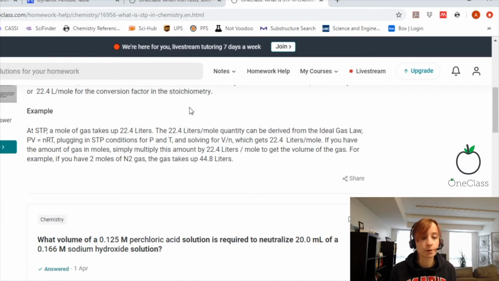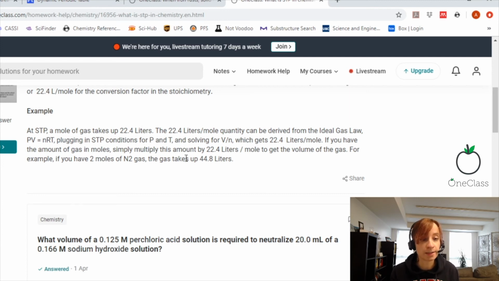For example, if a question said at STP, calculate the number of moles in 20 liters of a container, in that case, you would use the formula for the ideal gas law, PV equals nRT. You would already have pressure and temperature, R is a constant, so you have that one. The question gave you the volume, and then all you would have to do is solve for n to get the number of moles.